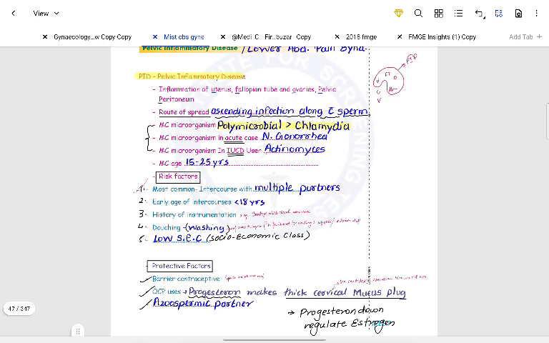Okay, so in case of azoospermic partners, since sperm is not present, it is not able to enter into the vagina, and along with that the microorganisms are also not able to enter. Azoospermia means the sperm count is nil, right? So as the sperm is not able to enter, neither do the microorganisms.